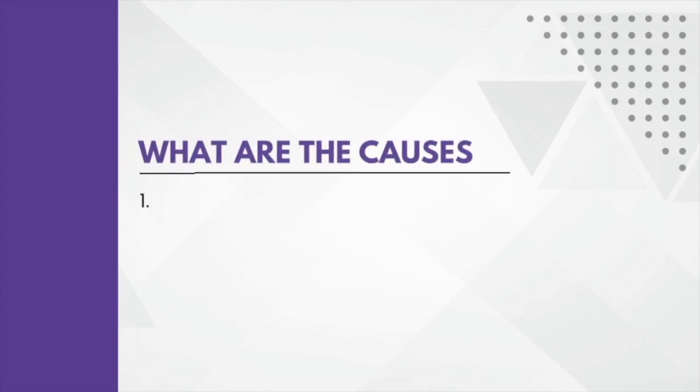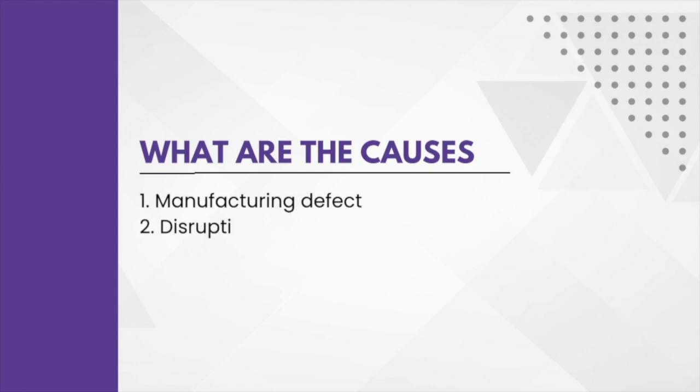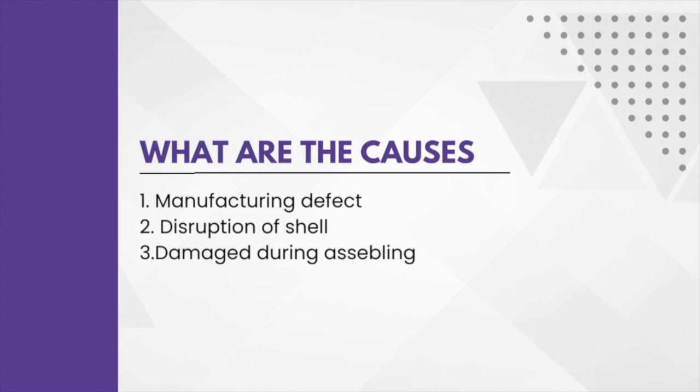What are the causes of oxygenator failure? It may be caused by a manufacturing defect, disruption of cells, and damage during assembly. These are the main basic causes of oxygenator failure.